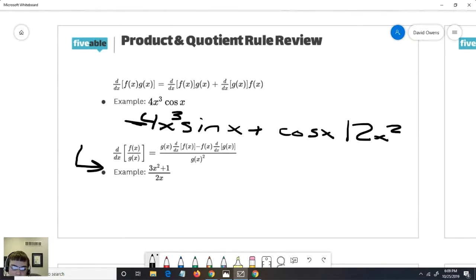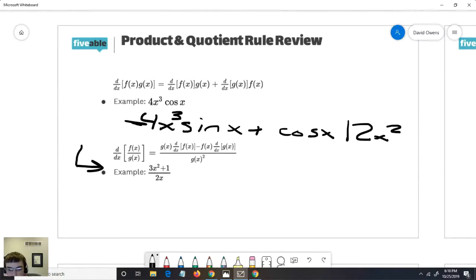So the quotient rule again, once again, for those of you who haven't learned, is the bottom times the derivative of the top minus the top times the derivative of the bottom, over the bottom squared. Now, I know that it seems a bit complicated, but once you do it, you'll just kind of get the hang of it.